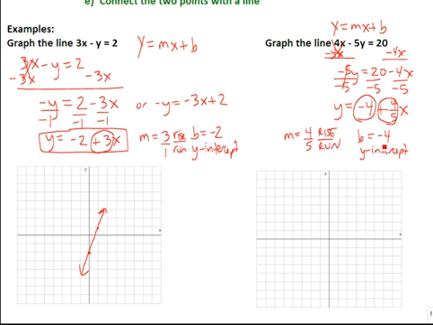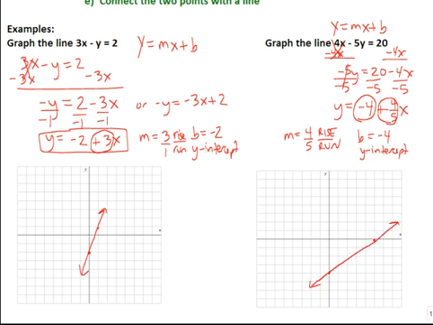So we're going to go to -4 on the y-axis, 1, 2, 3, 4, put a dot. And then from there, we're going to use our rise over run. This is a +4 rise, so that means go up, and a +5 run, that means go right. So we're going to go up 4 and to the right 5. Put a dot, and now we have our 2 points, connect them, and we have our line.